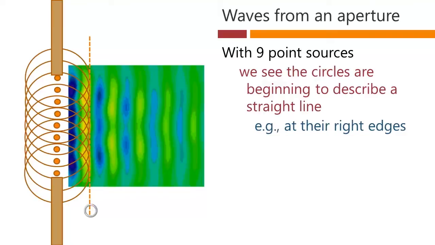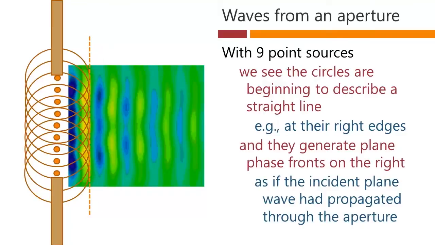And here's the line that we're beginning to see emerging there. And as I said, they generate nice plane phase fronts as we get further out, as if the instant wave had propagated through the aperture.